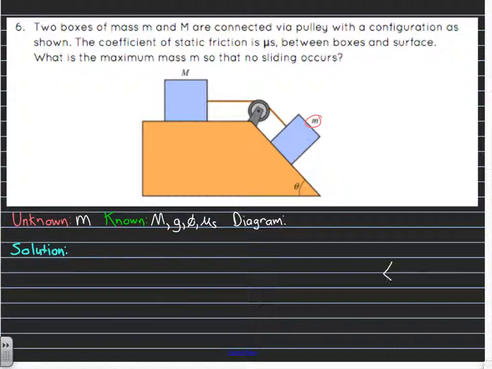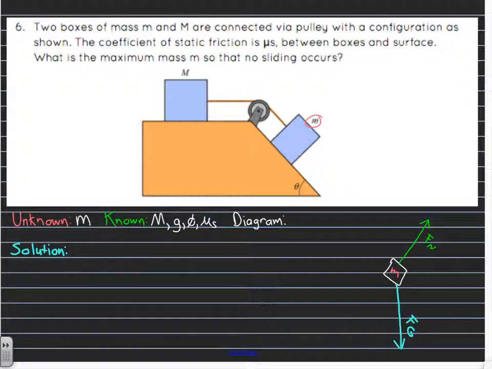So here is mass m. Now, we're going to tip our axis, so that's why I have drawn it at an angle. The forces acting on box m are gravity, which is going straight down, and also the normal force, which is going straight up.